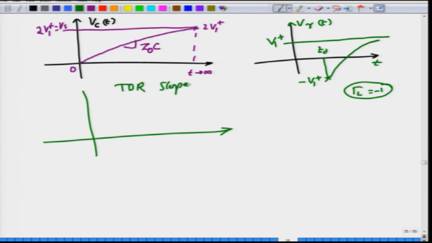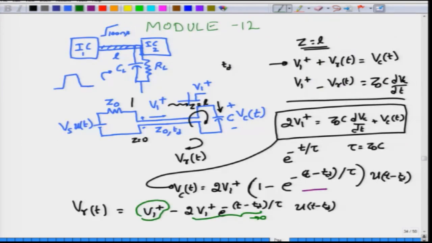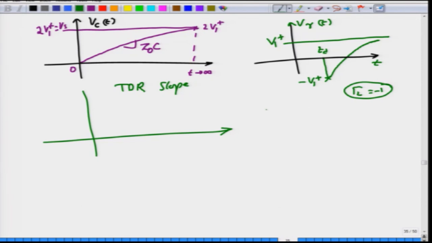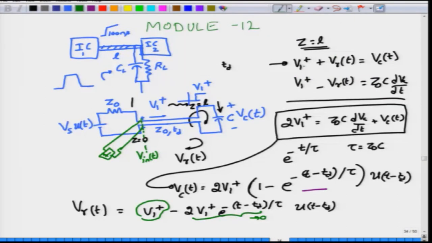What is a TDR scope? A TDR scope is one in which we are going to look at the voltage right at the input terminals of the transmission line, okay? We are going to attach a scope here and then look at the voltage as a function of time. This is my scope, and when you look at that, that would of course be Vin of t, which is basically V1 plus plus Vr of t, but we have to be a little careful here.